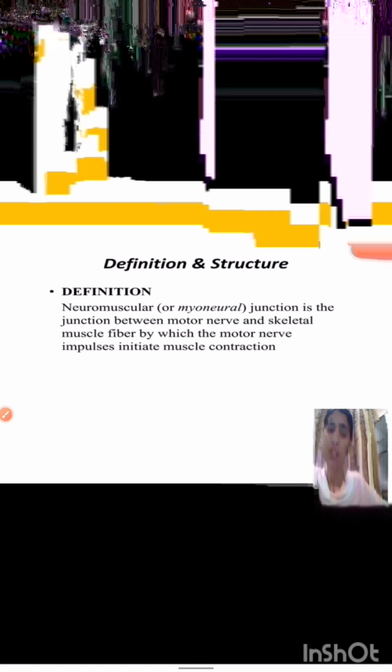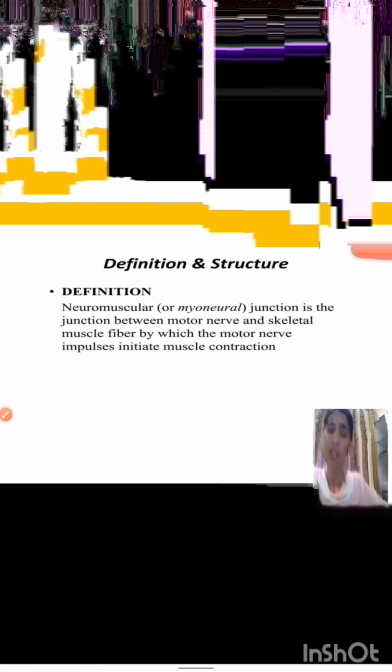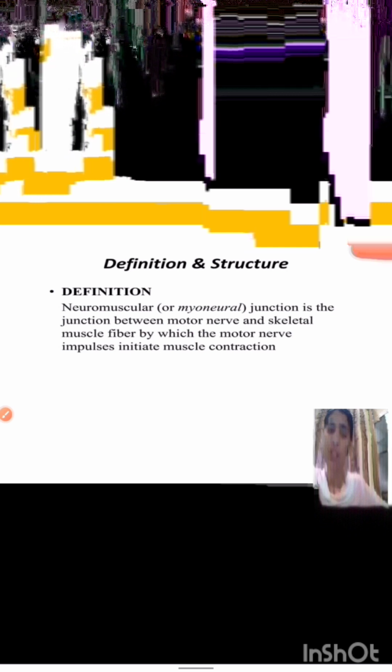The next slide contains the complete structure of the neuromuscular junction, right? So here also this yellow portion is the axon or nerve part, and this pink part is the muscle part.